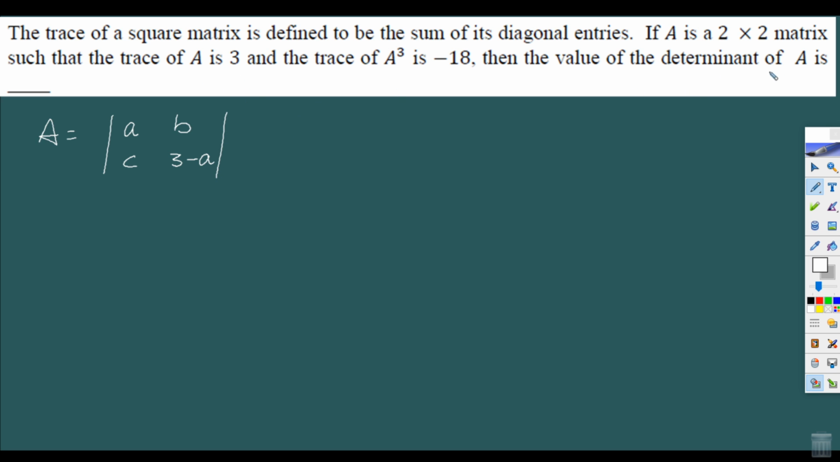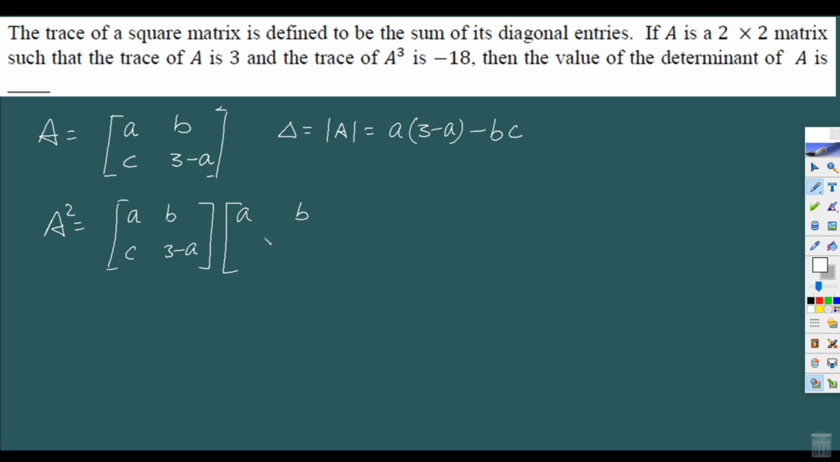Now since the determinant of A is involved in the question, initially I take the value of determinant of A as delta, which is A into 3 minus A minus BC. Now we have to use the value of trace of A cube. To get A cube, first I start with A square. A square is the matrix A, B, C and 3 minus A multiplied by A, B, C and 3 minus A.